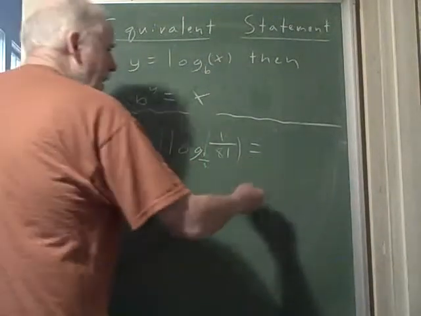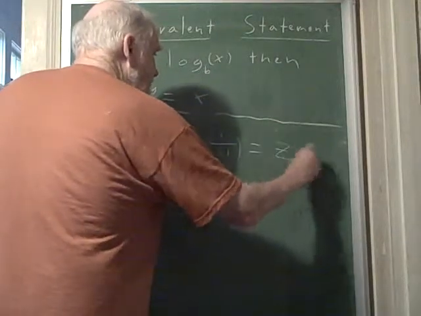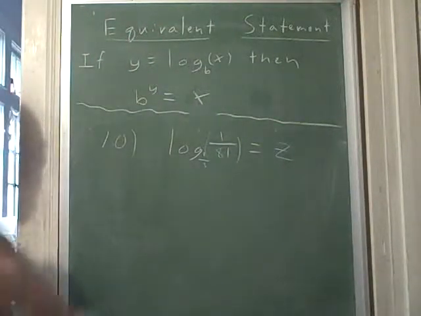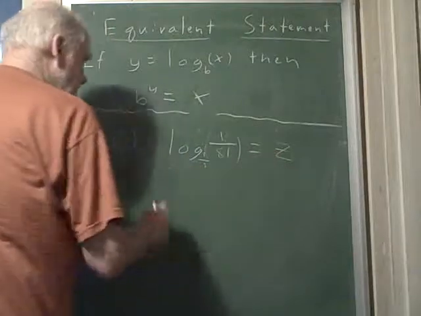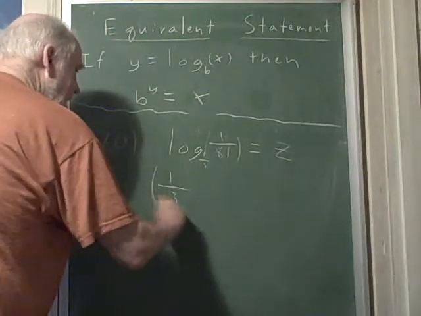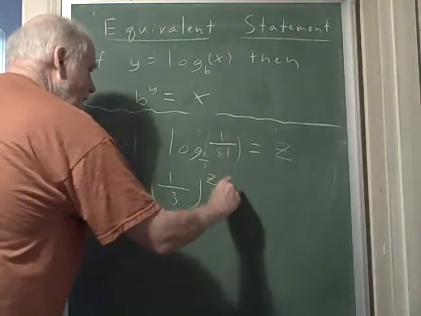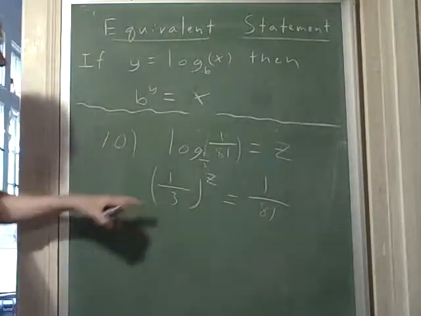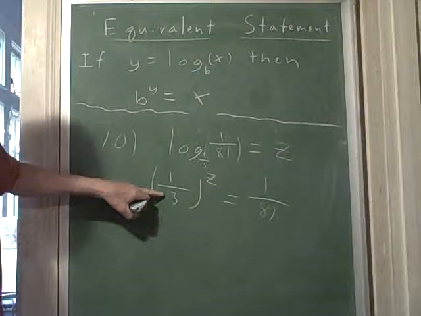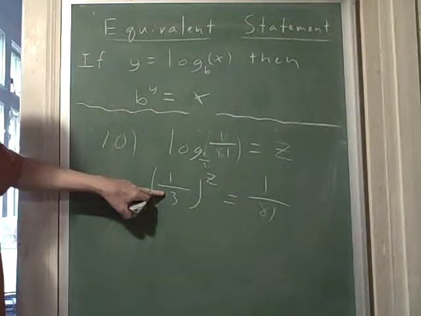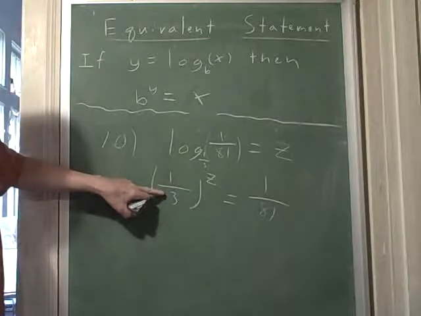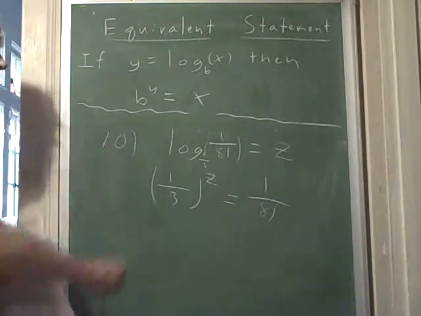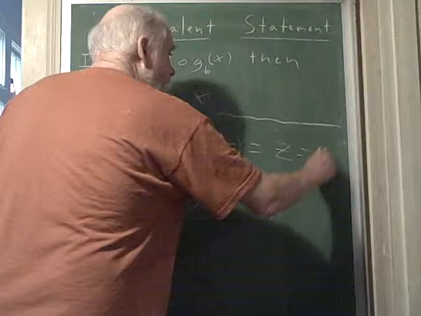So I just give it a name. Just for fun, I'm going to call it z, because my y's sometimes look like 4s. And 1/3 to the z power, using the equivalent statement, of course, equals 1 over 81. Now, if I square 1/3, I'll get 1/9. If I cube 1/3, I'll get 1 over 27. And if I take it to the 4th power, I'll get 1 over 81. So the answer is 4.